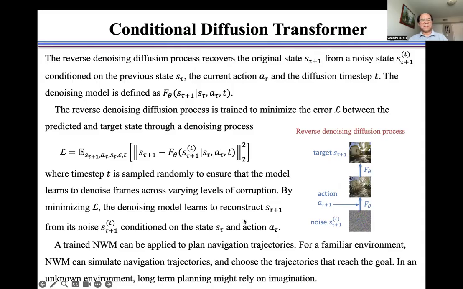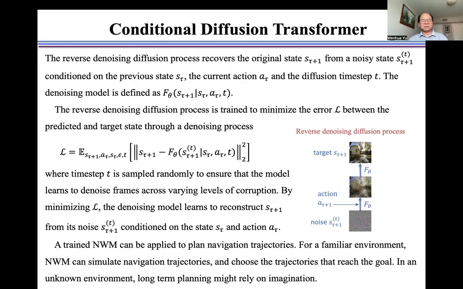Where time step t is sampled randomly to ensure that the model learns to denoise frames across the various levels of corruption. By minimizing error, the denoising model learns to reconstruct s_tau+1 from its noisy s_tau+1^t conditioned on the state s_tau and action a_tau.